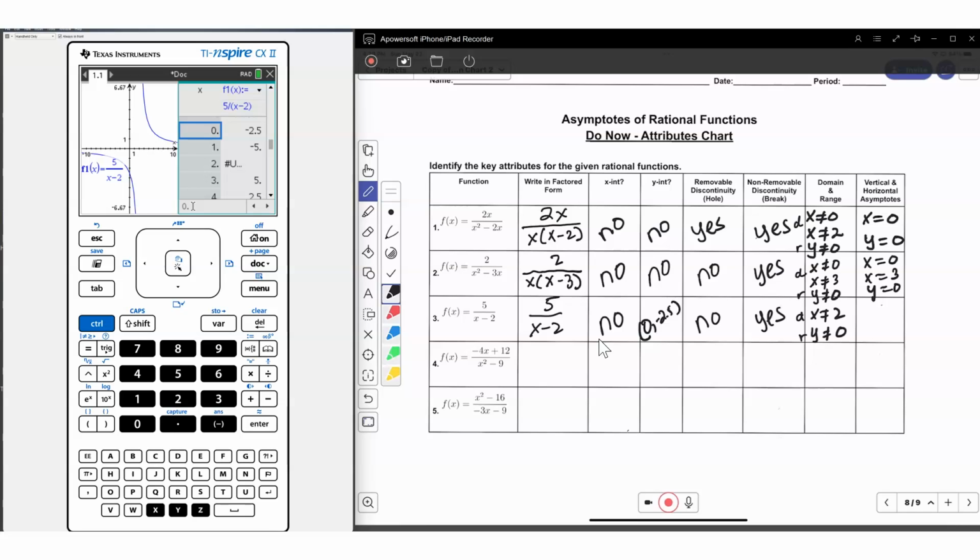And you notice we do have our vertical asymptote at x equals 2. And we also know our horizontal asymptote at y equals 0.